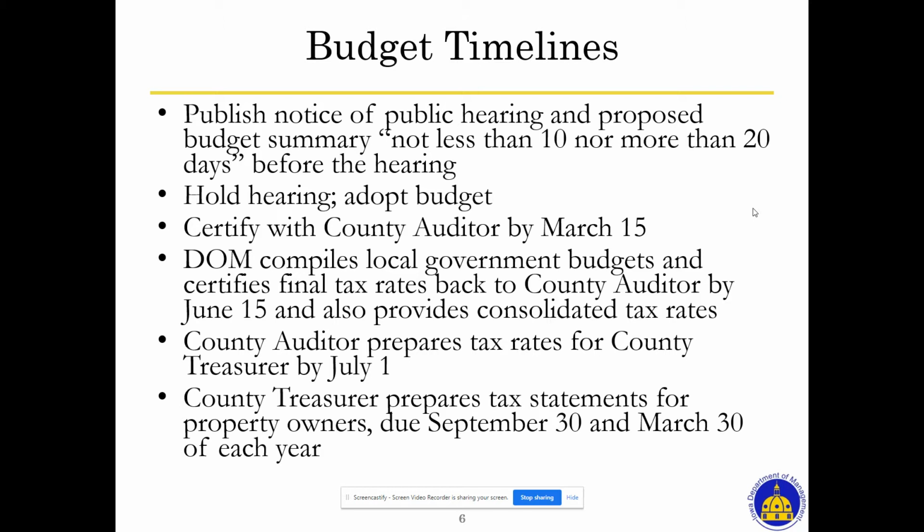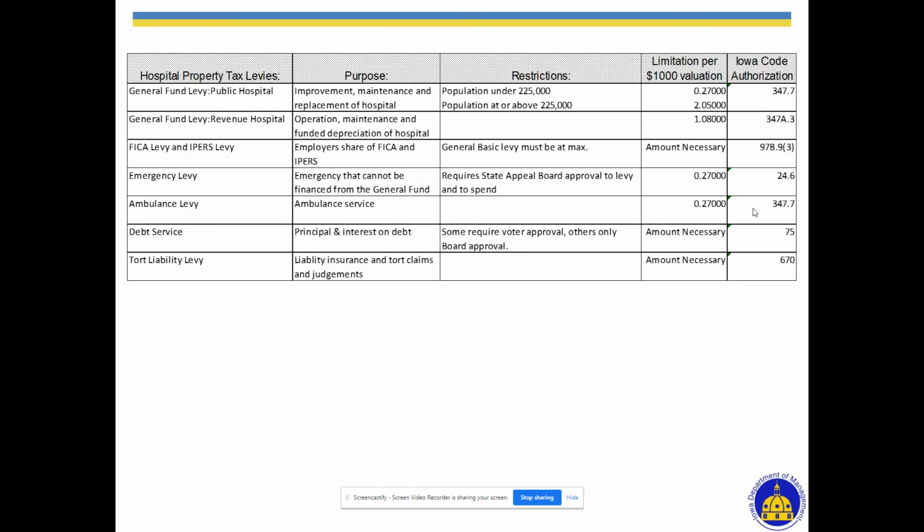County auditors prepare tax rates for the county treasurer by July 1, and the county treasurer prepares tax statements for property owners, and those taxes are due September 30th and March 30th of each year. And this is an overview of the different property tax levies available to hospitals, some of their information, rate restrictions, and the Iowa Code authorization. So this is just a quick overview of the different rates available to hospitals and where you might find additional information regarding those rates.